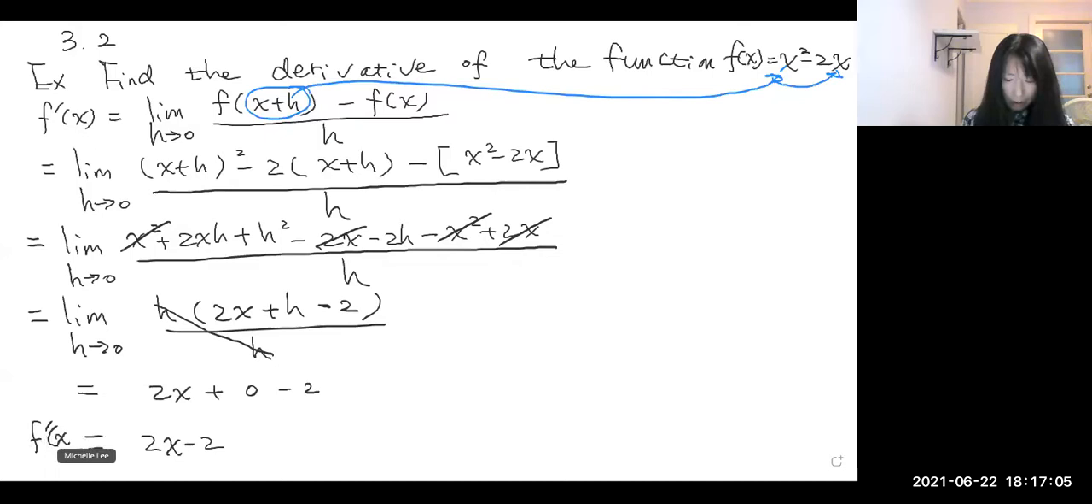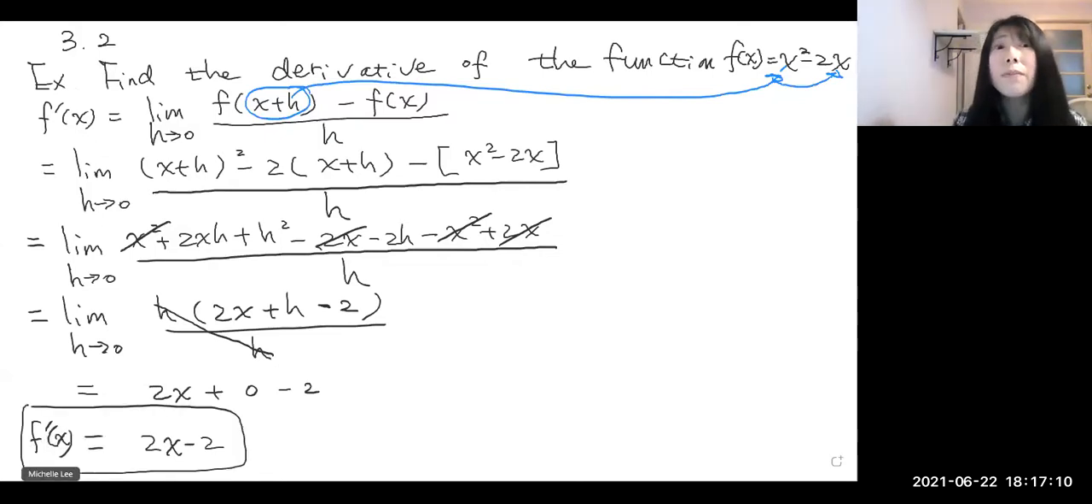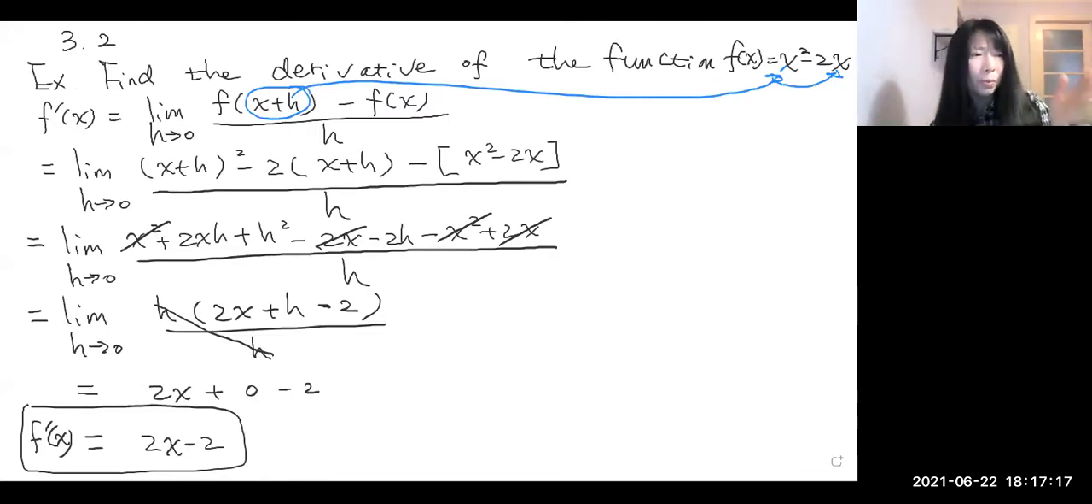So this is the derivative of the function, which is x squared minus 2x. Okay, and if you want a specific point, say we want the derivative of the function at x equal to 3, then we substitute 3. Then 6 minus 2, which is 4. It's the derivative of the function at the point when x equal to 3. Okay?